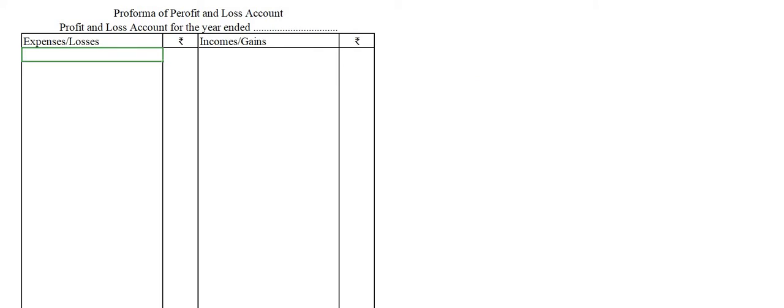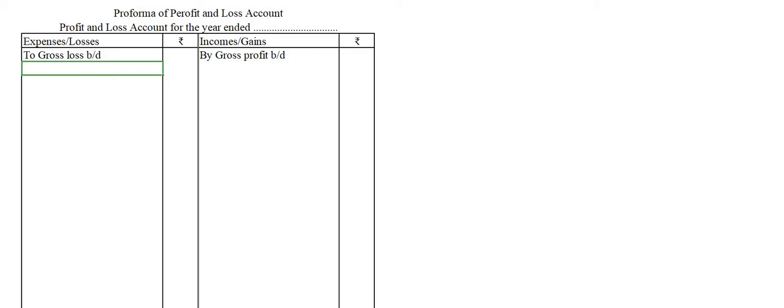Normally we prepare the profit and loss account as an extension to the trading account. So after drawing the trading account, the profit and loss account will follow, drawn as a continuation. On the credit side, we write the first item, gross profit brought down. That means the gross profit carried down as the balance of the trading account will be brought down if it is profit. If it is loss, gross loss will be brought down to the debit side.